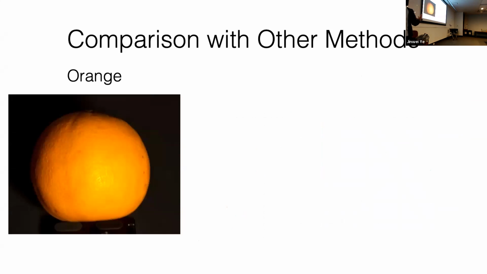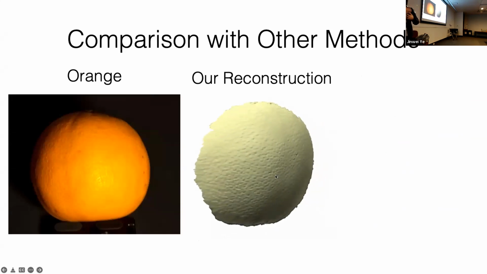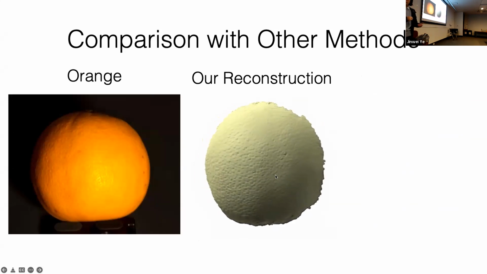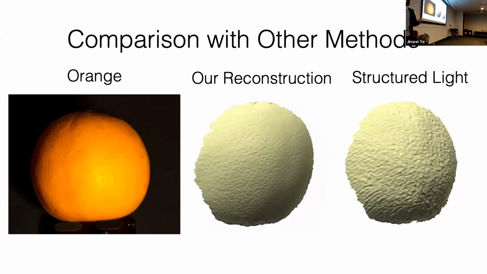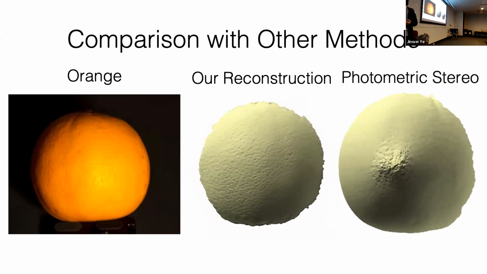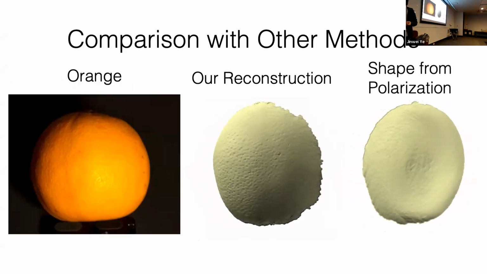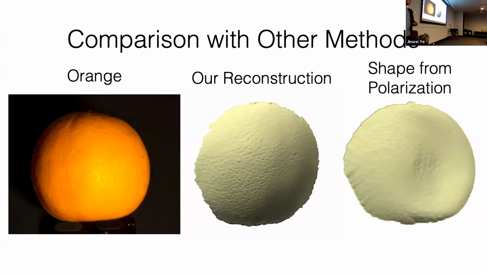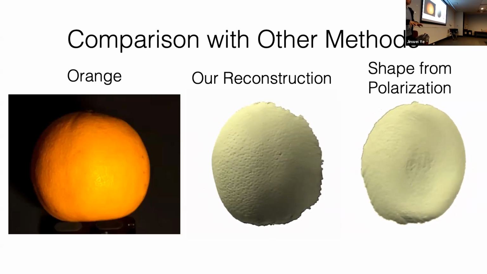Here we want to compare with some other methods. We show our reconstruction again using 2 reciprocal pairs, and we compare it with other common 3D reconstruction methods like structured light, photometric stereo, and shape from polarization. We don't have any smoothness constraint, and we don't need any geometric prior.